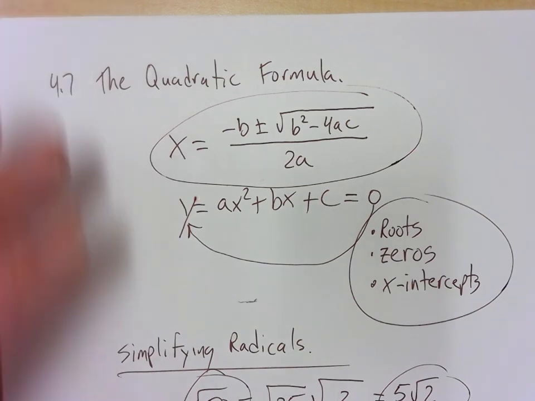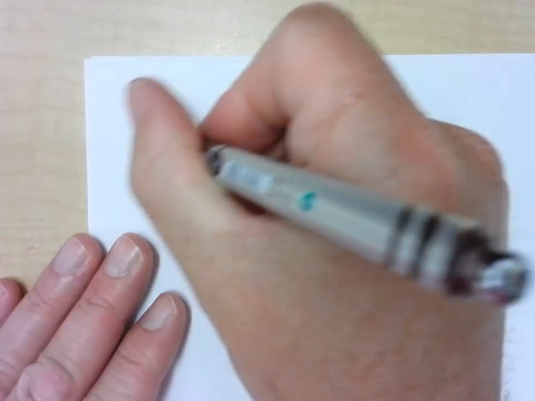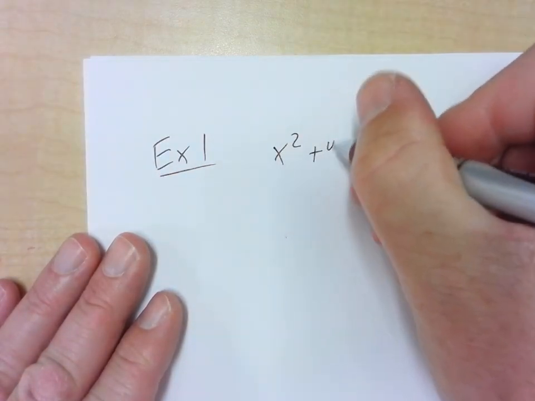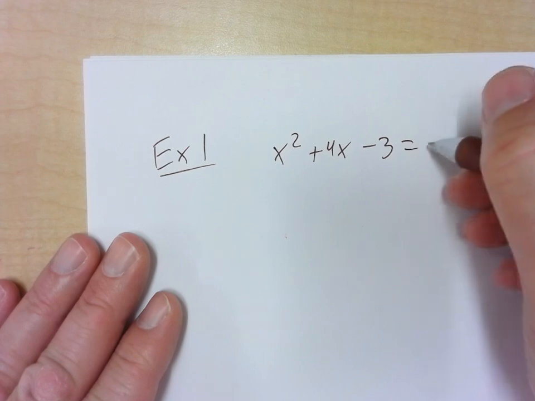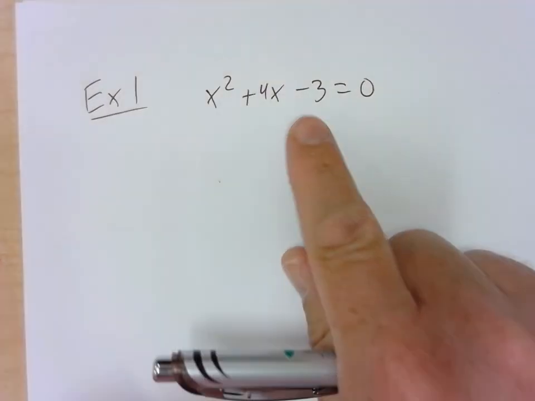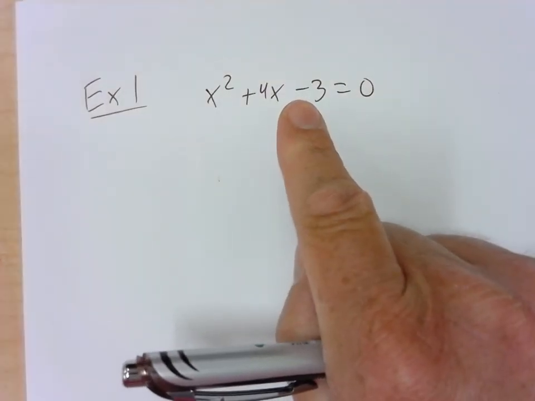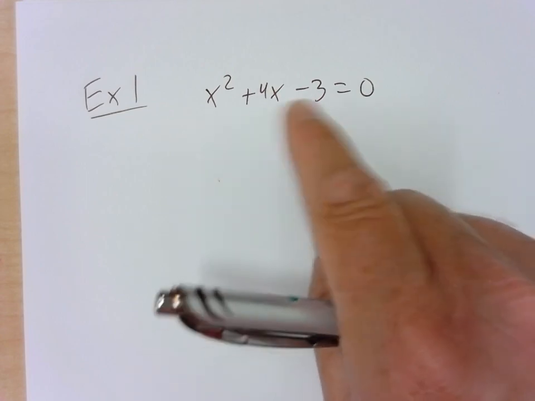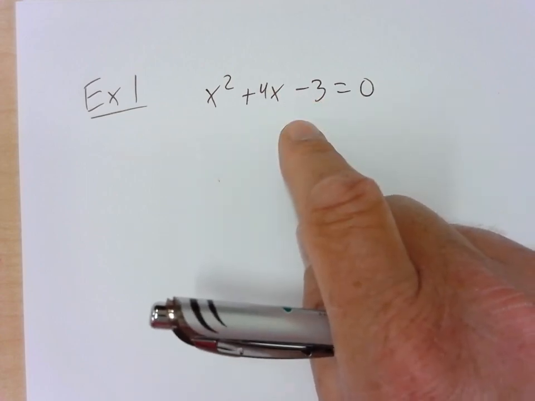All right, let's do an example. Example 1: x squared plus 4x minus 3 equals 0. Now, if this was positive here, it would factor, because I could do 3 and 1, and then the 3 and 1 would add together to make 4. But with this negative here, this does not factor, so I need a way to do this.